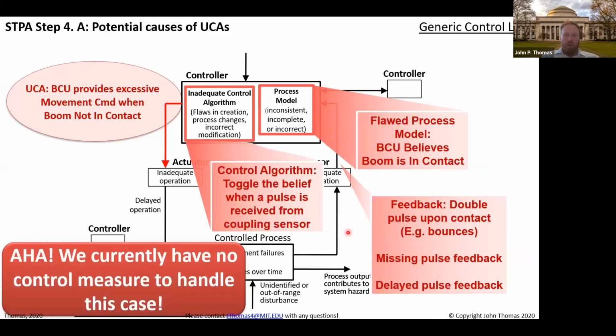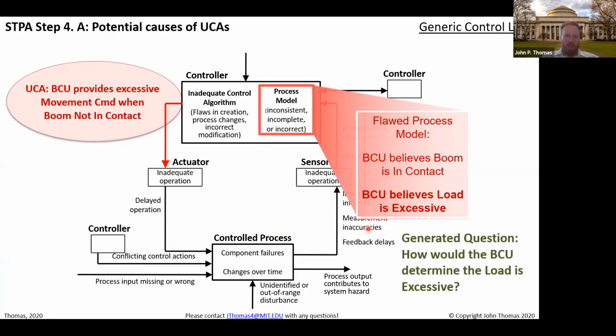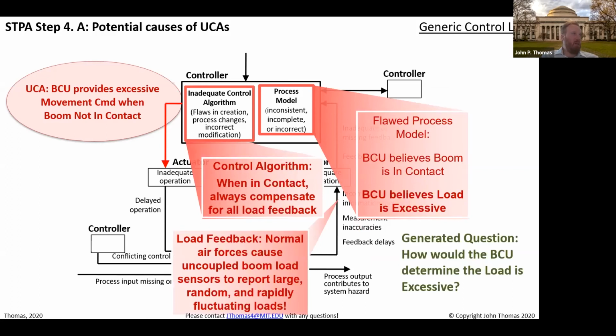All right, you already postulated some measures for the scenario on the screen, which is the double pulse problem or the missing pulse problem. Let's postulate some measures for this problem, the excessive load issue. What design measures could we use for this? So redundancy does solve a problem caused by a component failure.